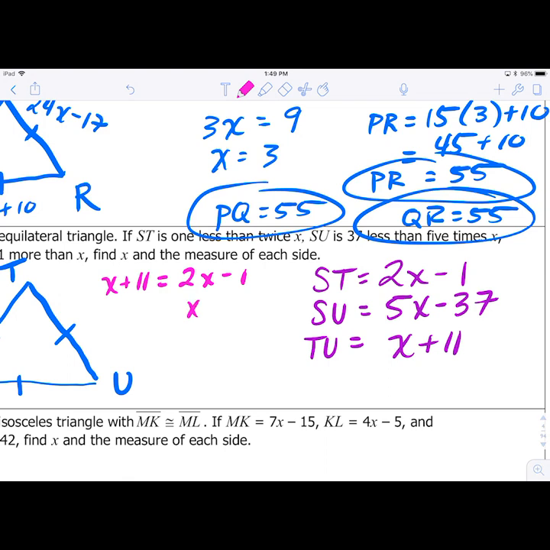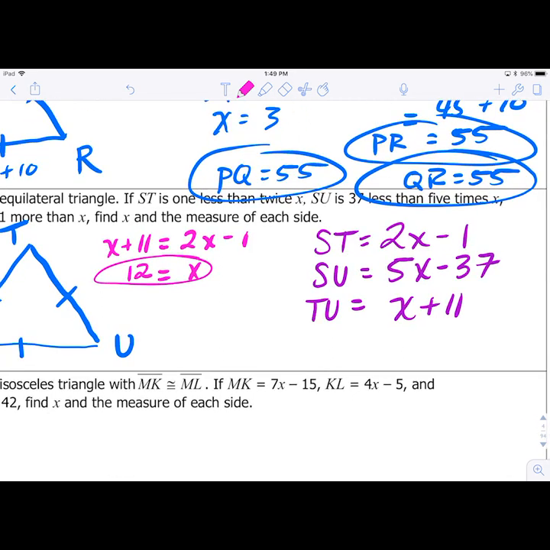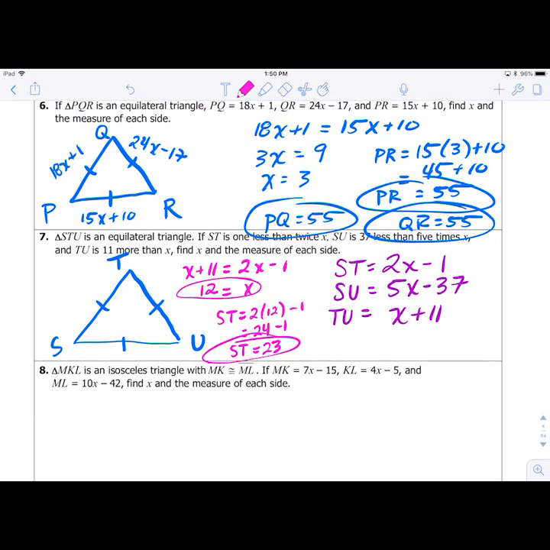Subtract x on both sides. I'm going to get x here. If I add that negative 1 to the other side, it'll be 12. So x is equal to 12. Then I can plug that 12 back into any one of them. Let me do ST. That's 2 times 12 minus 1. 2 times 12 is 24. 24 minus 1. ST is equal to 23. All right. If ST is equal to 23, and this is an equilateral triangle, then SU is also 23, and TU is also 23.